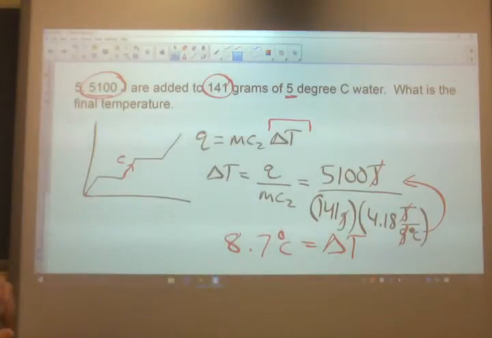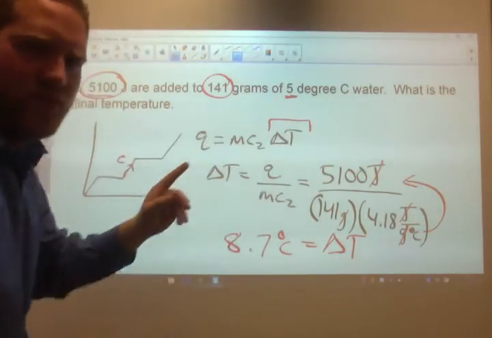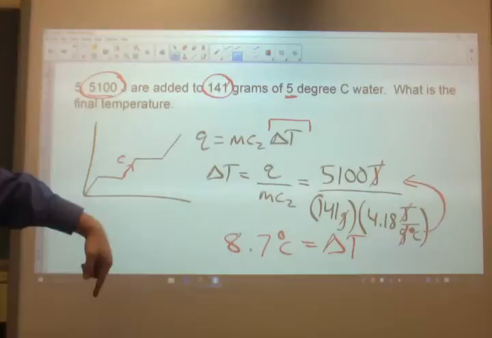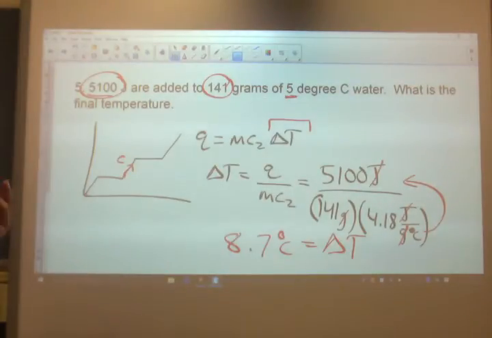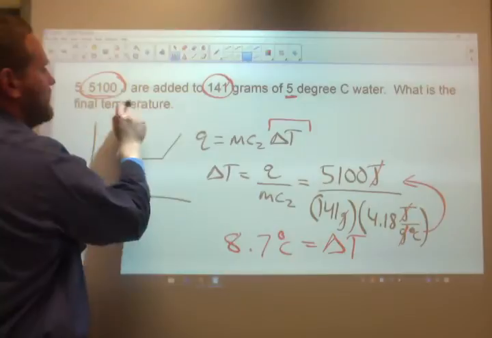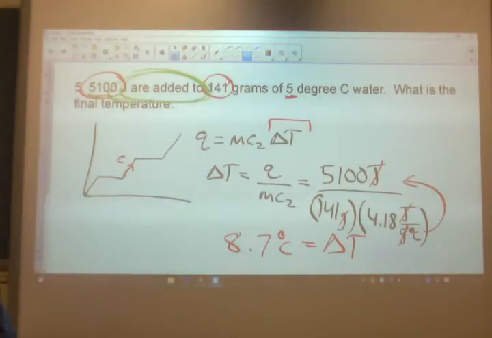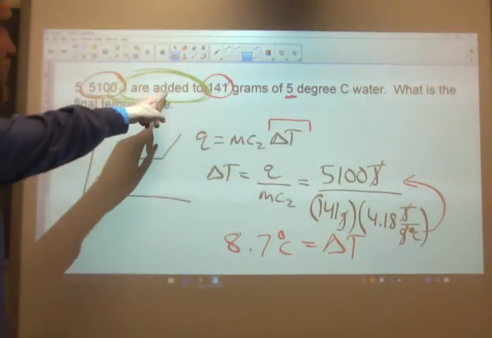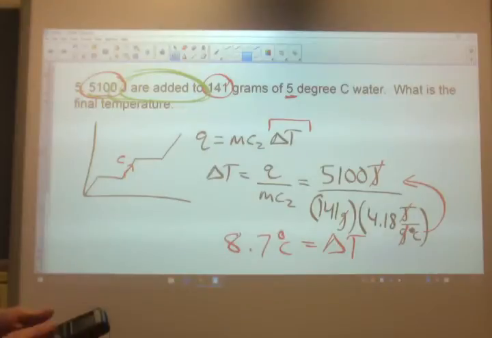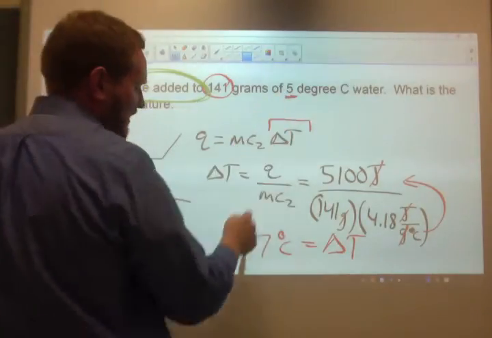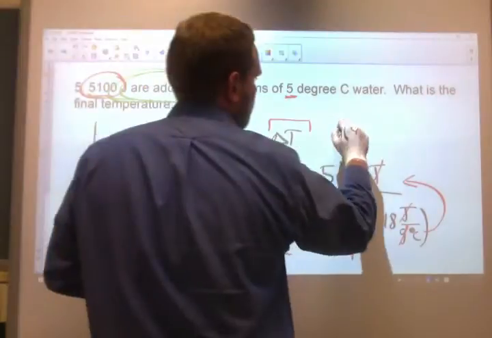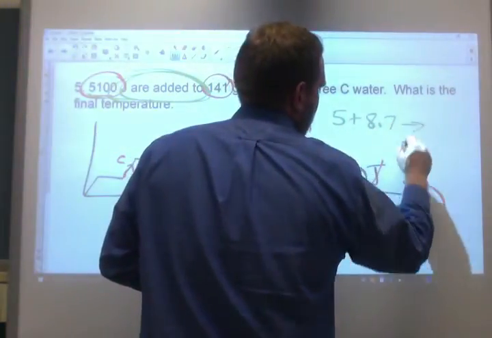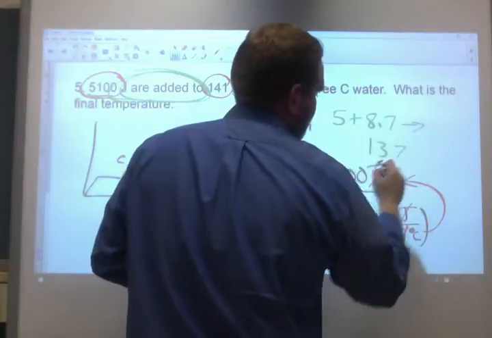Okay, change in temperature is 8.7. Well, I'm not asking for the change in temperature. I'm saying what's the final temperature? Well, I started at 5, so it's either going to go up by 8.7 or down by 8.7. So you look for clues in the problem. Since I say these joules are added to water, I'm going to add the heat. I'm going to make the temperature go up. If I said these were removed from water, then you would subtract. So in this case, I'm going to say 5 plus 8.7, which is going to give me 13.7.